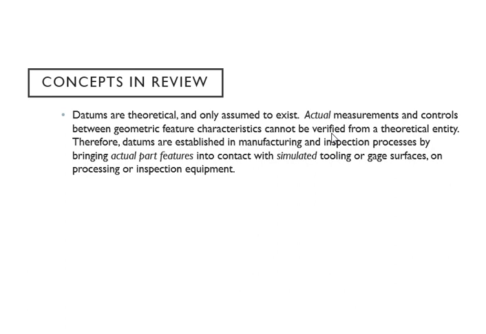Your actual measurements, your controls for your geometry features, you cannot verify them from a theoretical entity. So you have to establish the datums in manufacturing and also in inspection processes. So how do we do that? We're going to bring the actual part features and put them in contact with a simulated surface, like a simulated tool or gauge surface. Only when you do that can you process and inspect your equipment.